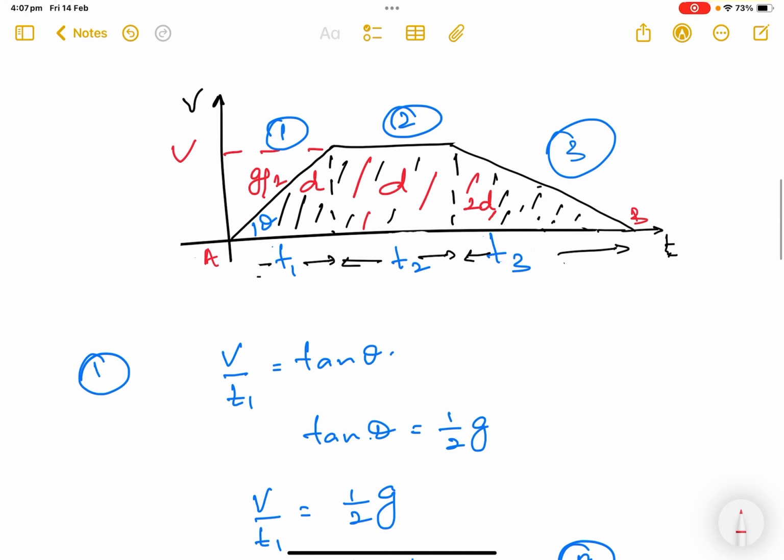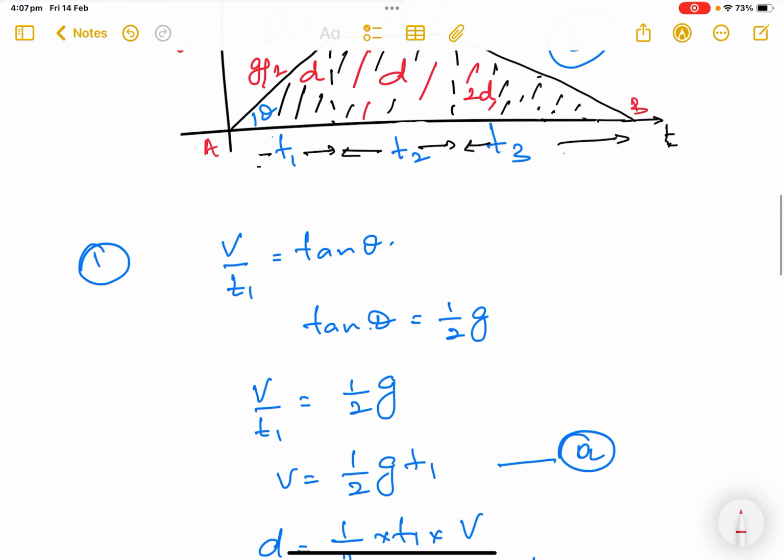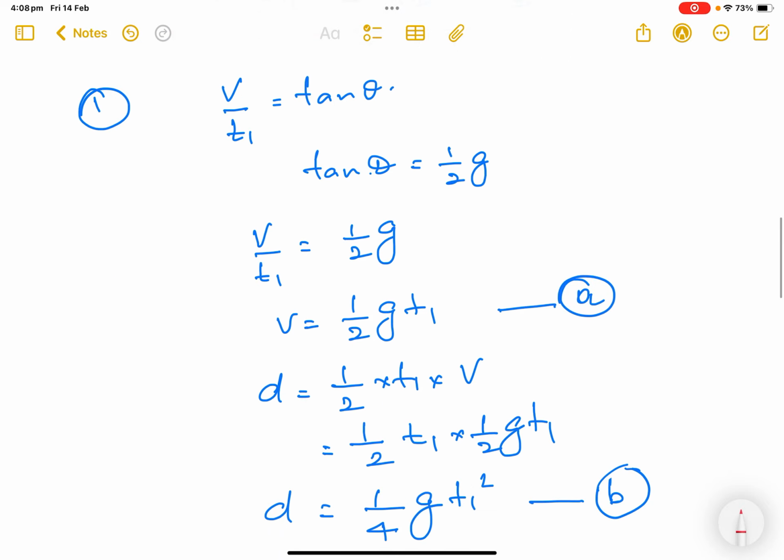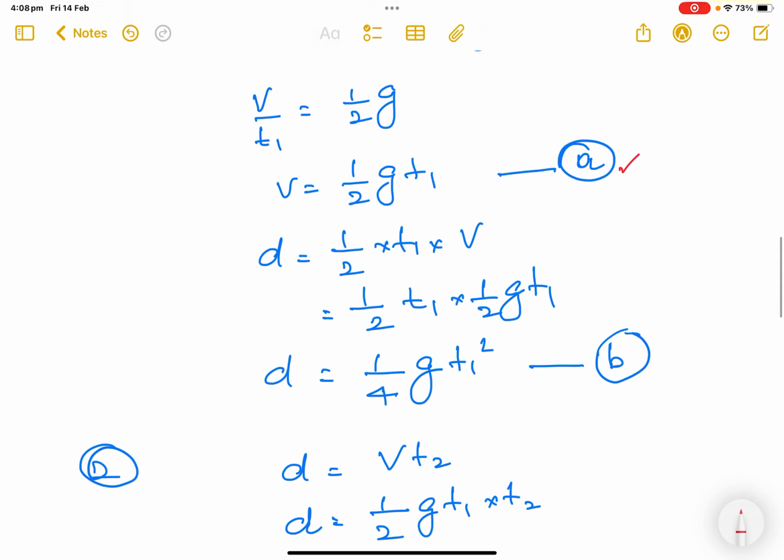From the first triangle in this v-t diagram, v over t1, the vertical or opposite over t1, equals tan theta. But tan theta is the acceleration or gradient, so tan theta equals half g. So v over t1 equals half g. From that, we can find v equals half g t1. I just call it equation A.